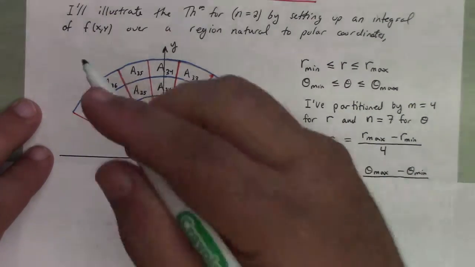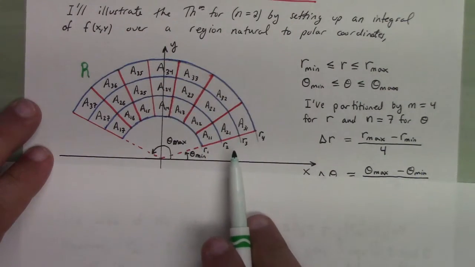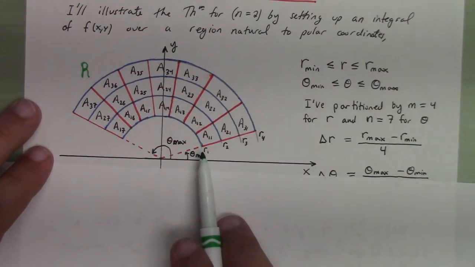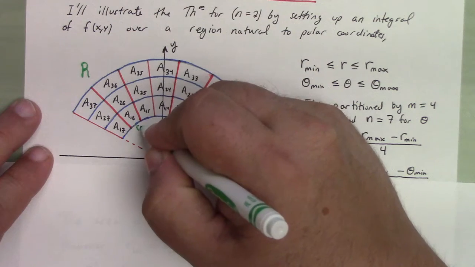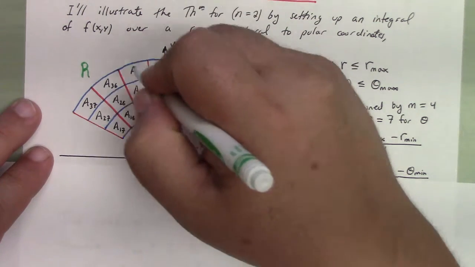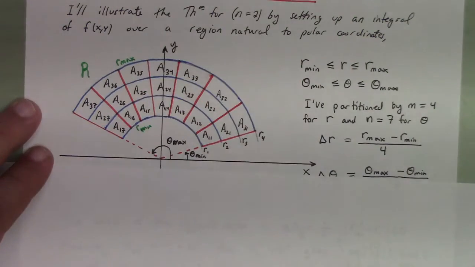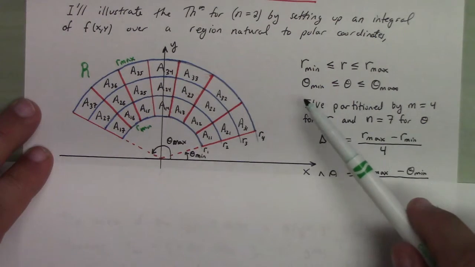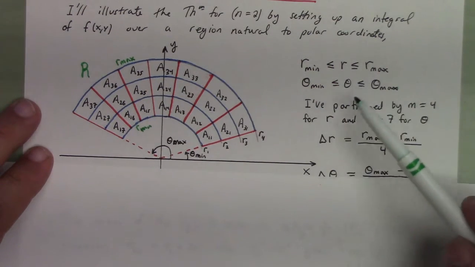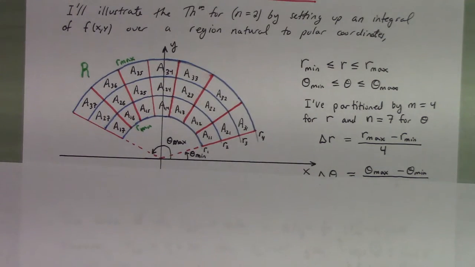So R is this kind of sector from R min to R max. So this is R min in here, and R max is out here. All right, and so we have R min less than or equal to R less than R max, and theta min less than theta max is a description of this region in polar coordinates.